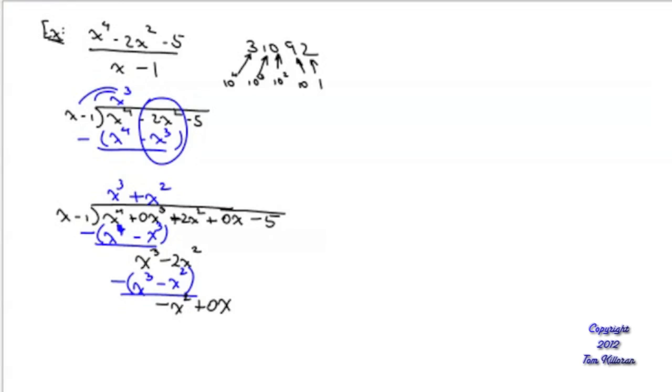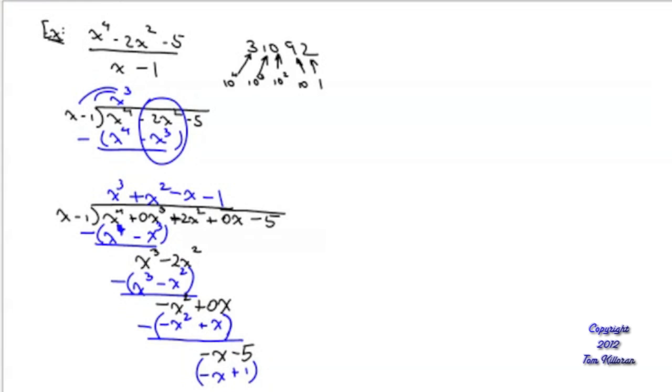What times x gives you negative x squared? Negative x. Negative x times x is negative x squared. Negative x times negative 1 is positive x. But you have to change all its signs, so that plus x is really minus x. So this is negative x, and then bring down your negative 5. And then what times x gives you negative x? Negative 1. If you multiply it down, you get negative x and positive 1.